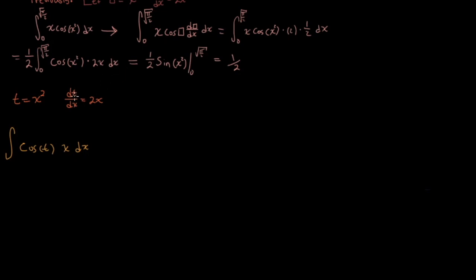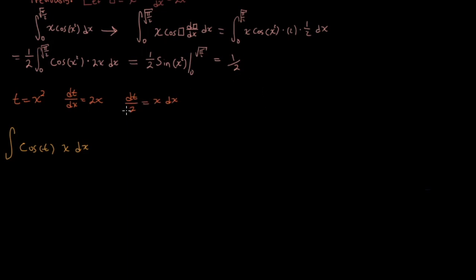remember how we have dt by dx is equal to 2x? What we can do is we can actually switch this around. So we can rearrange this expression to look like this. We'll bring the dx here, and then we'll divide both sides by 2, and it'll look like this. So we'll have dt over 2 is equal to x times dx.